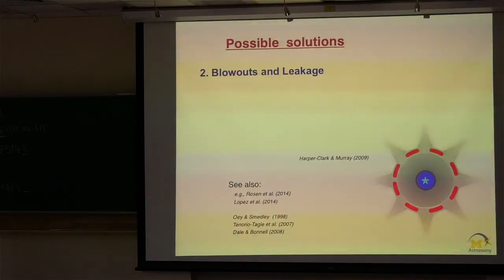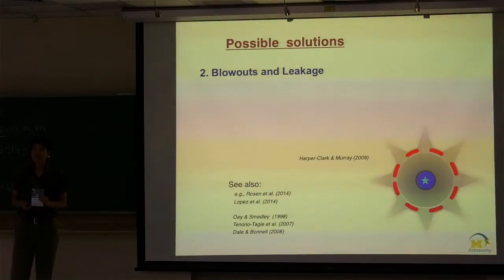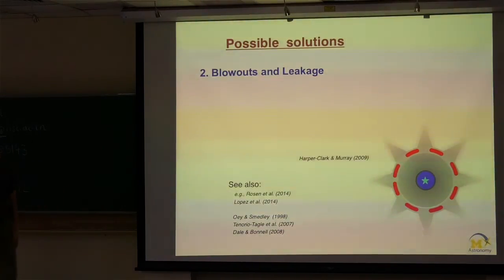Now what about supposing we don't have a source problem, but in fact we're actually losing our energy? Bubbles, if you look at them more carefully, often don't look like perfect uniform shells, right? They actually look like they have holes and instabilities and whatnot. So it was suggested by Harper, Clark, and Murray that you might have holes such that you're actually losing a lot of stuff through some of these blowouts.